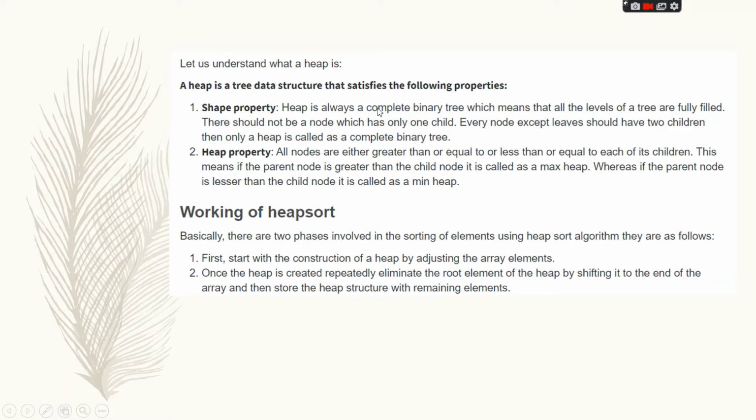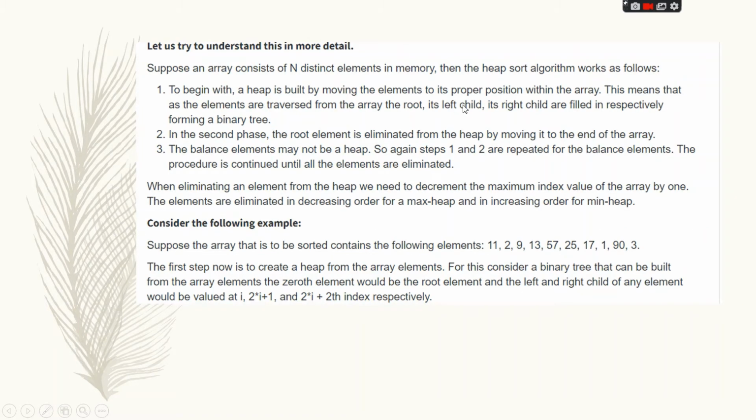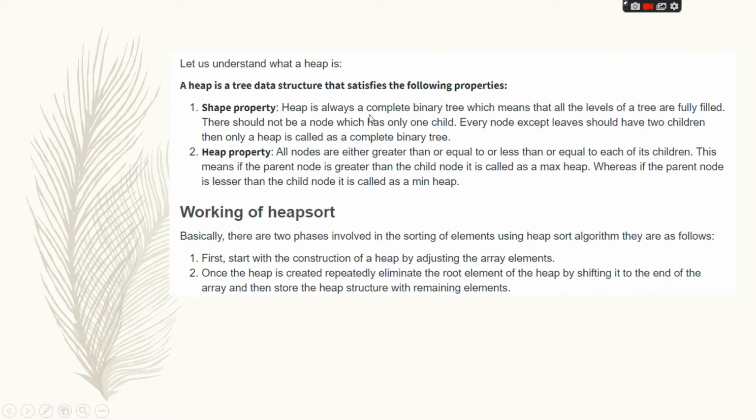So what is the shape property? A heap is always a complete binary tree, which means that all levels of the tree are fully filled. That is, all the nodes are complete. There should not be a node which has only one child. Every node except the leaves should have two children. Only then can it be called a heap. Therefore, a heap is called a complete binary tree.